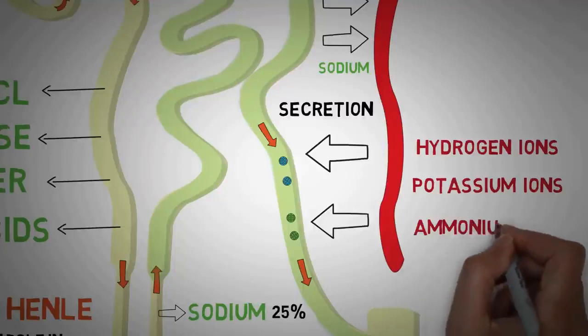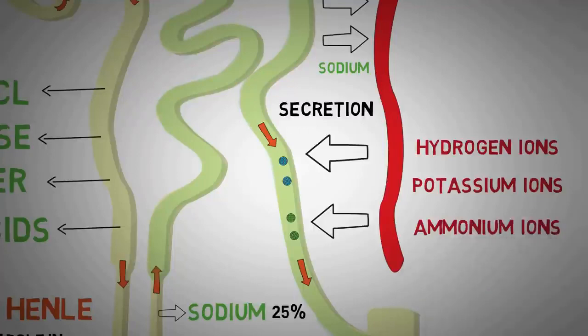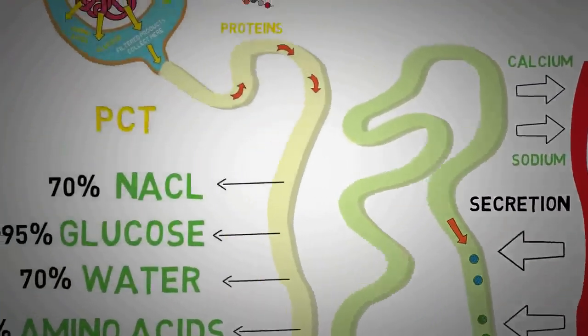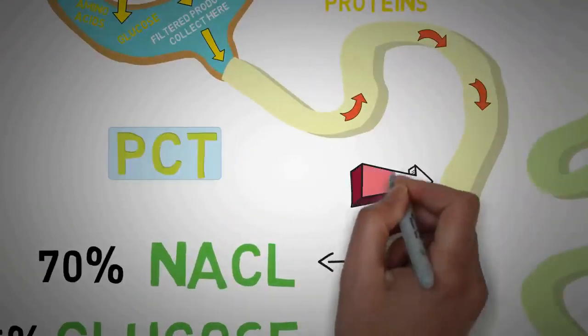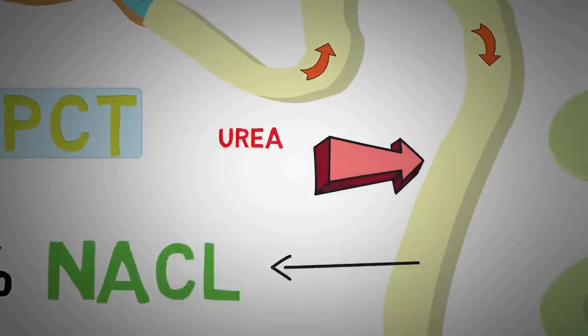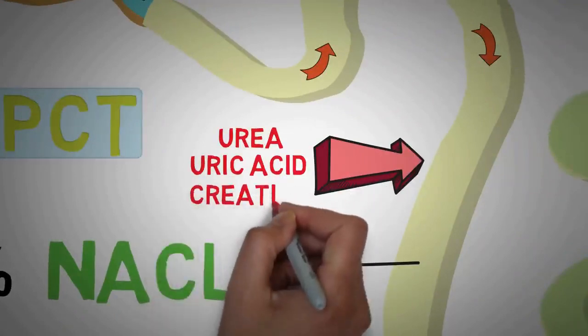The mechanism of secretion also takes place in the proximal convoluted tubule, but to a lesser extent. And some important substances that get secreted into the proximal convoluted tubule include urea, uric acid, creatine, ammonium ions, and some drugs.